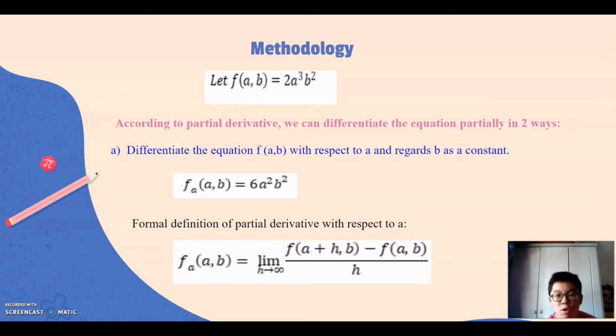The formal definition of partial derivative with respect to a is: f differentiated with respect to a is equal to the limit where h approaches zero, f(a plus h, b) minus f(a, b), divided by h.